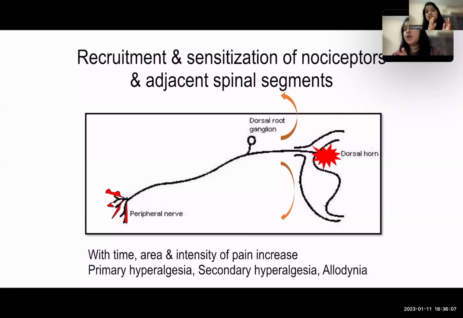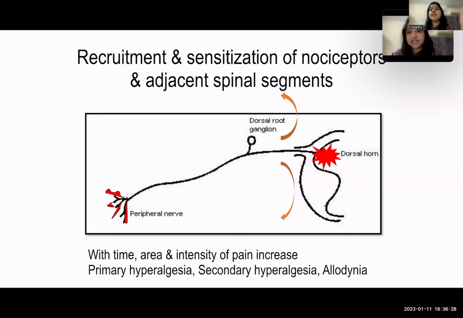So for any particular given stimuli, now the response of the peripheral nerve will be more. The input is the same, but the peripheral nerve will be now more sensitive. More number of peripheral nociceptors will get activated. Now what happens in that is peripheral sensitization. And the result of peripheral sensitization is primary hyperalgesia.